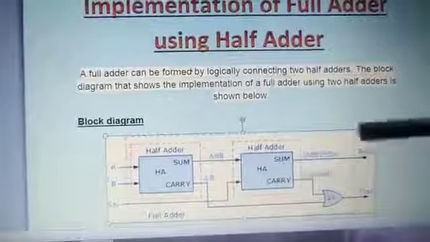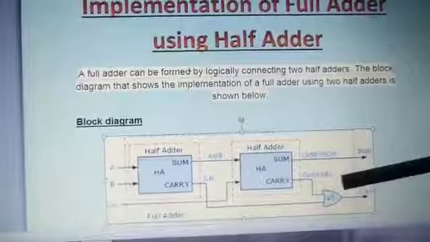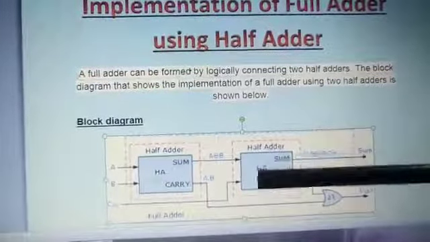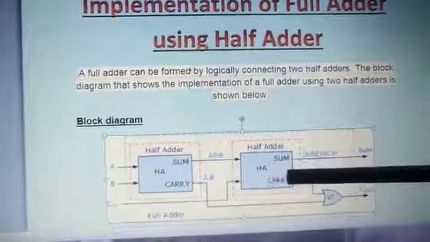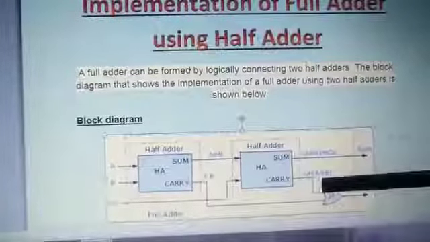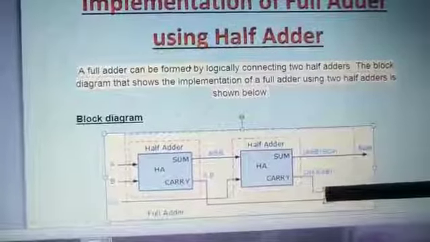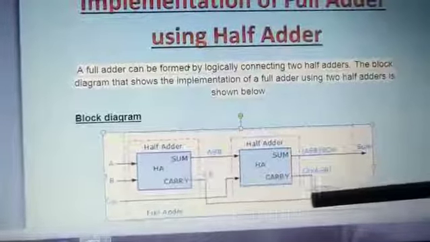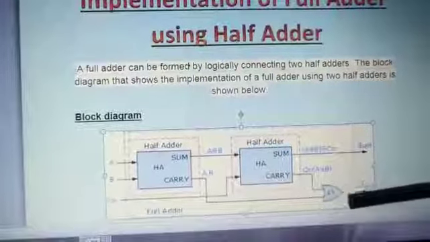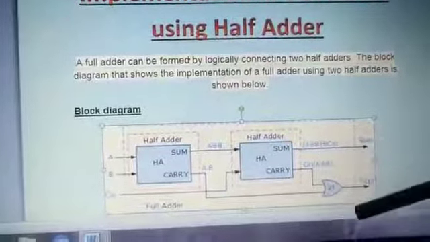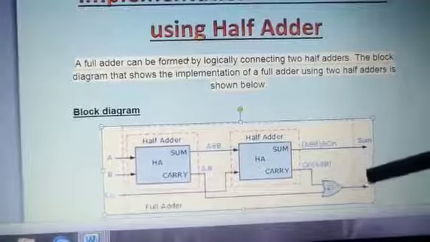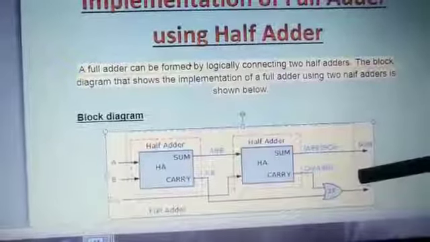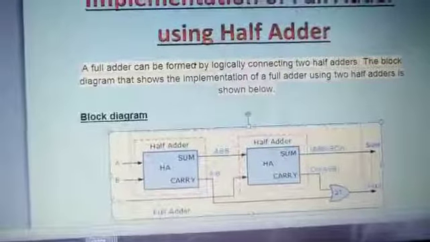Now how can we generate the output of the second half adder? The sum we are getting directly, but the carry part we are not getting directly. Whatever carry we get from the second half adder, and the carry of the first half adder, are combined in an OR gate, and then we get our final C out for the full adder.